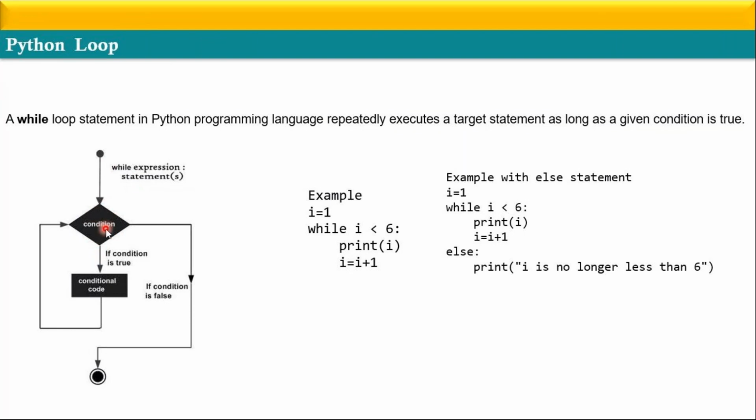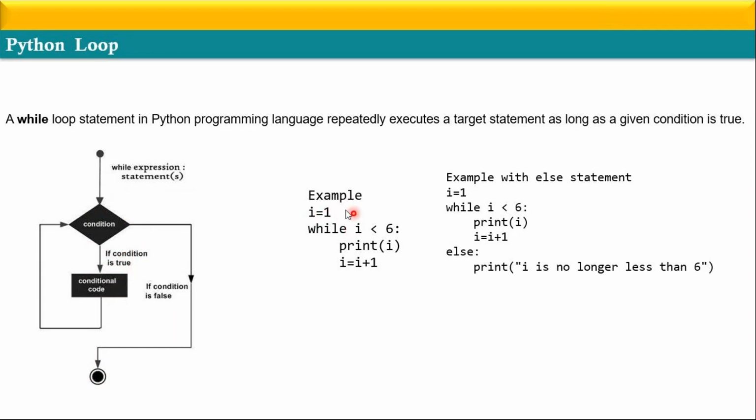A while loop works in such a way that we have a while expression statement, and we check a condition. Until the condition is true, we are going to execute that particular block of code again and again. Once the condition is false, we will come out from the loop. So iteration will stop once the condition is false.